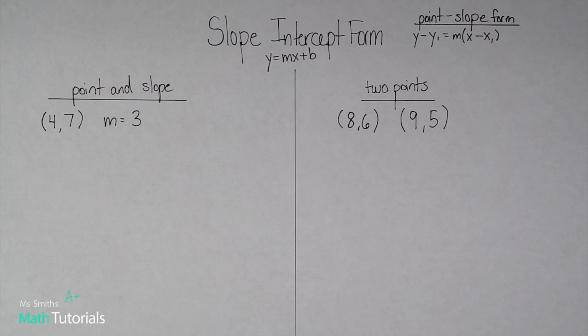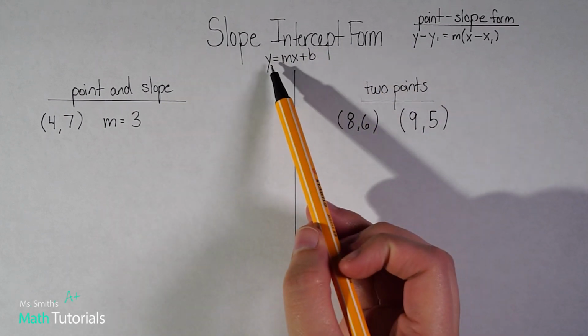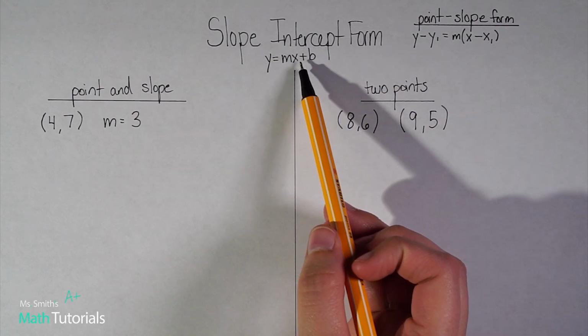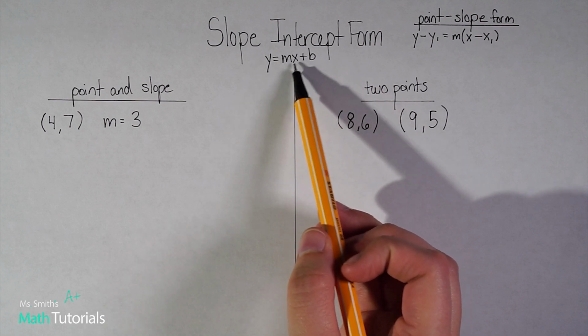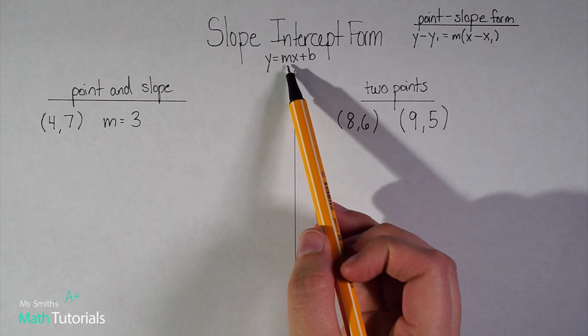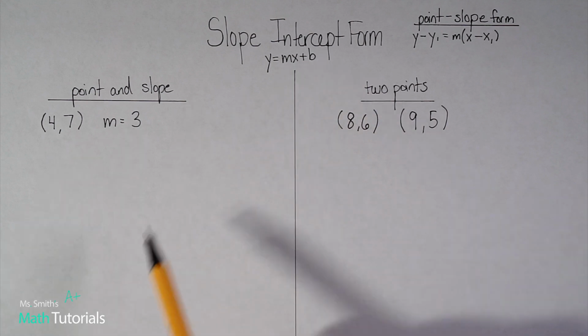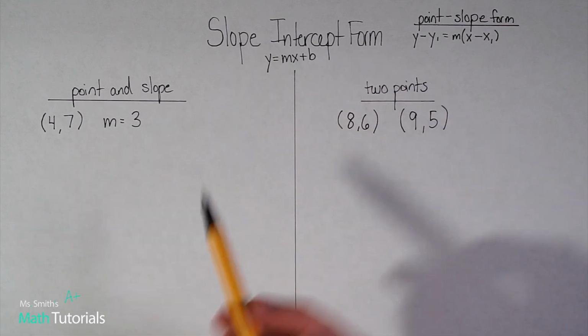I'm Miss Smith. In this video tutorial, we're going to be talking about slope-intercept form. And slope-intercept form is y equals mx plus b. Our m is our slope, and our b is our y-intercept. That's what we really need to worry about right now.